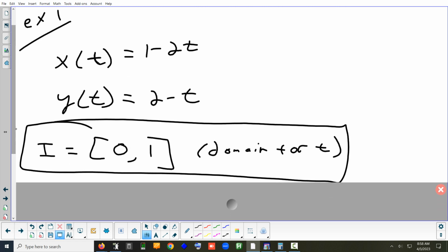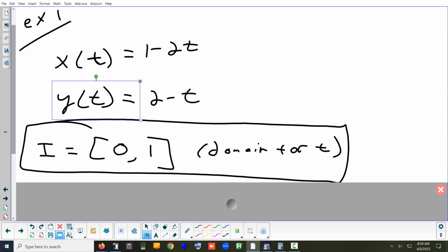Okay, let's look at this one. So here are our 2 parametric equations. They always have to come in pairs. The top formula is the one that's going to give you x values, and the bottom formula is going to give you a y value. And t is the number you're going to plug in to each of these formulas.